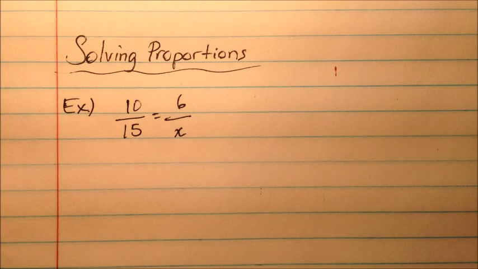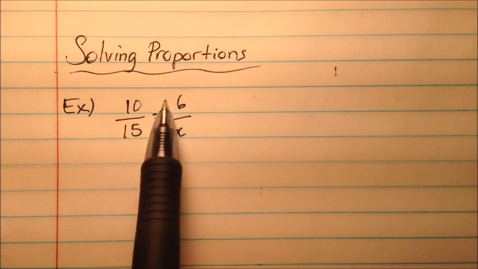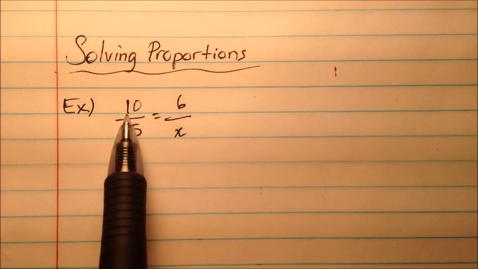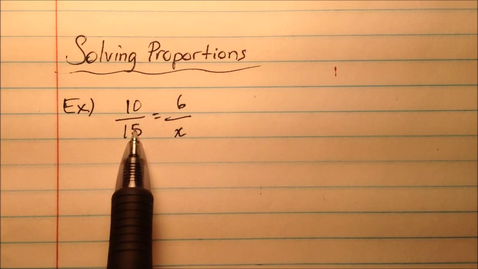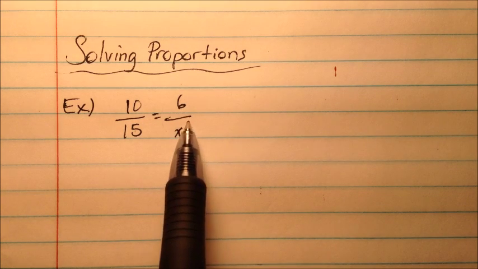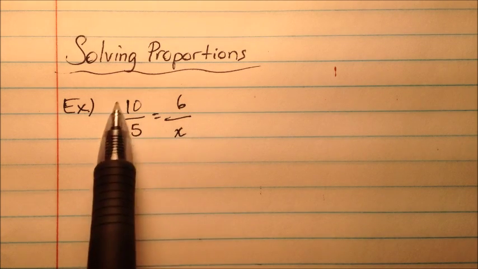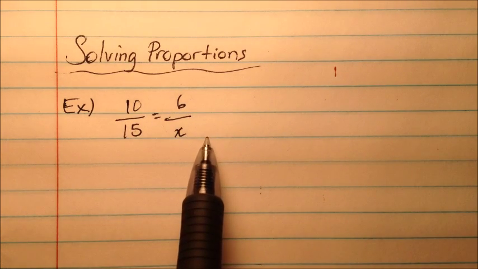In this video, I'm going to be talking about solving proportions. A proportion is two ratios set equal to each other. On the left we have the ratio 10 to 15, and on the right we have the ratio 6 to x, some unknown value. Given this proportion, we're saying these two ratios are equal to each other.